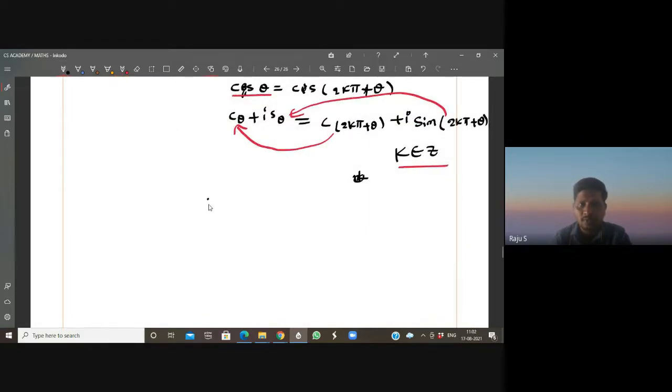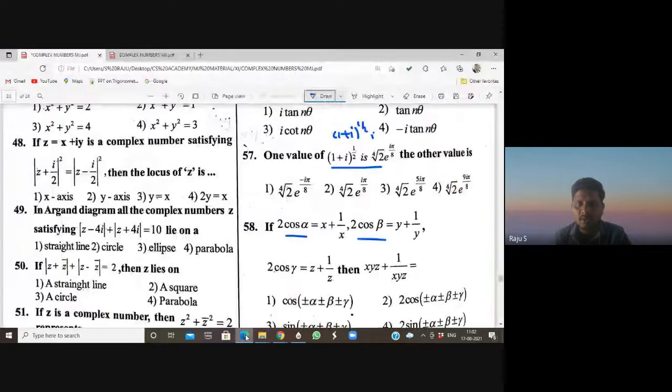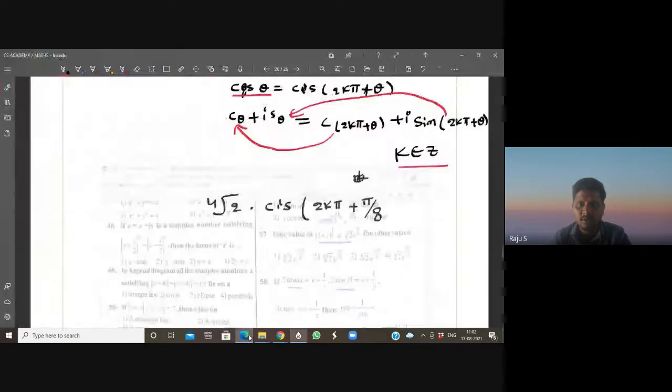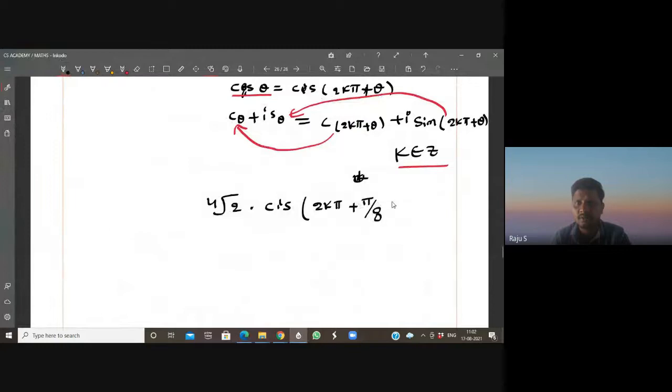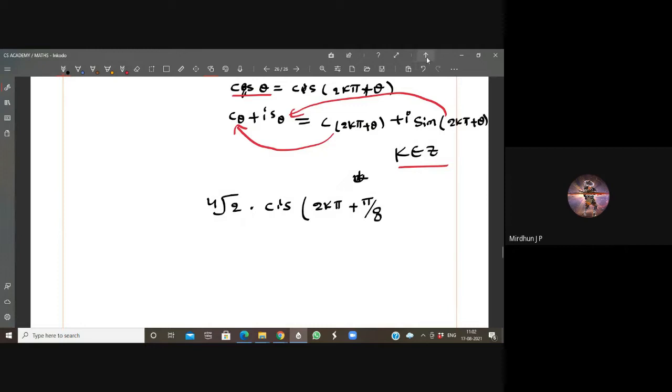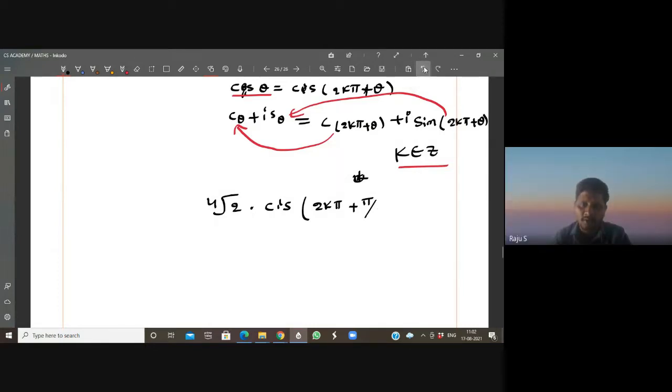Fourth root of 2 cis of 2k pi plus pi by 8. But according to the given option, if you want to get the given option here, sir, according to the k we are given, we can take 1, 2, 3, like that, sir. Yes, 1, 2, 3. But here the thing is, I may write in a different way.